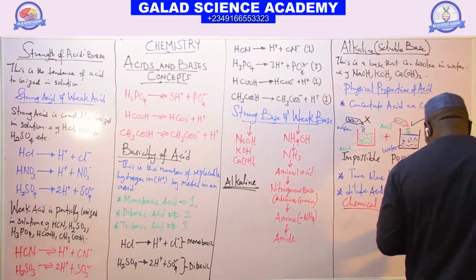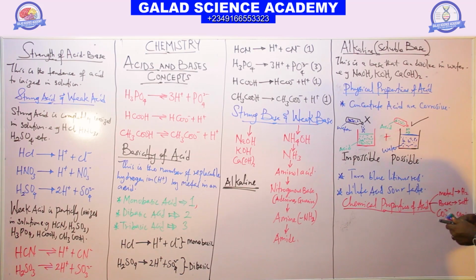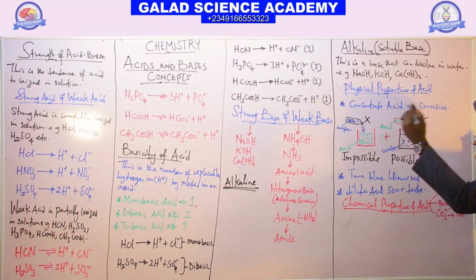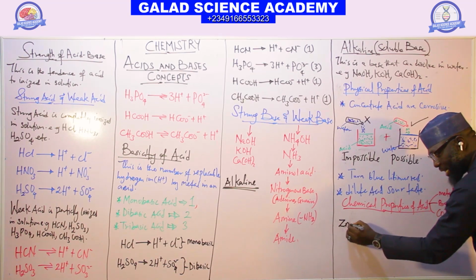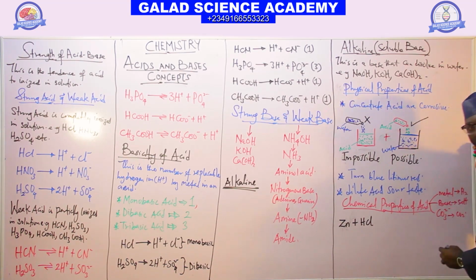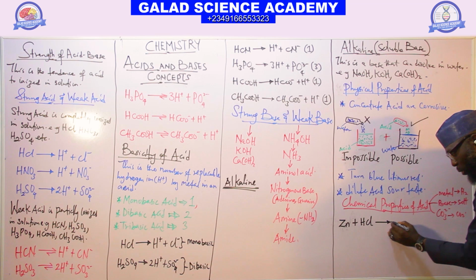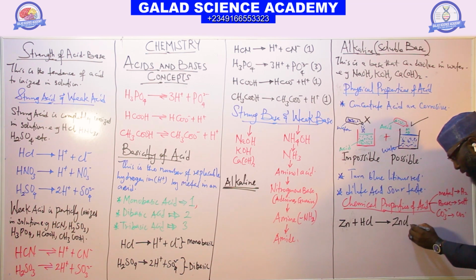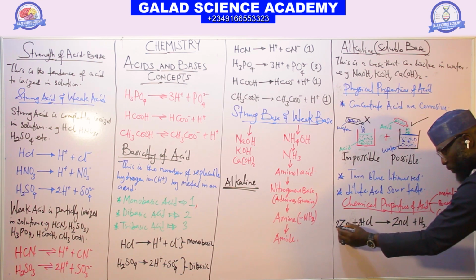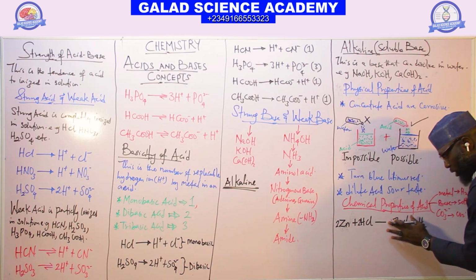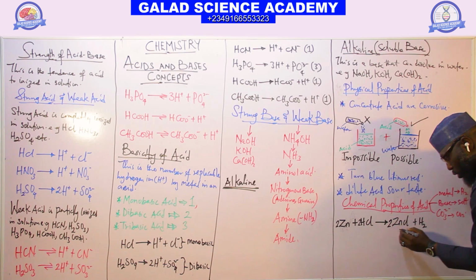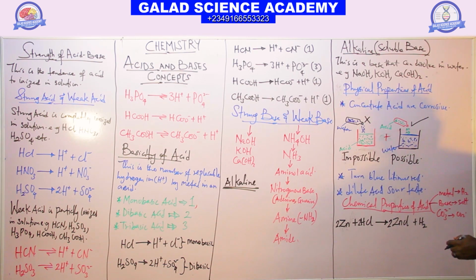Let us look at the reaction. The first one, when acid reacts with an active metal like zinc, react with HCl. This zinc is a metal, reacting with HCl. The product here is zinc chloride plus hydrogen gas. So you put two here to balance it. Balance. And then you have two chlorine here, I need to put two here too. So zinc chloride and hydrogen gas is formed.